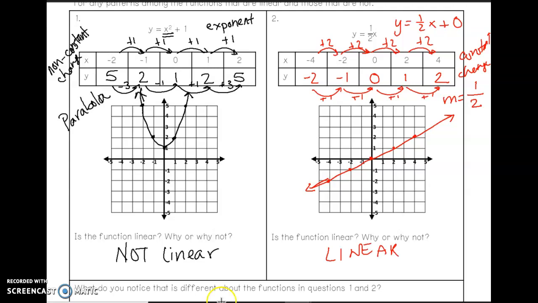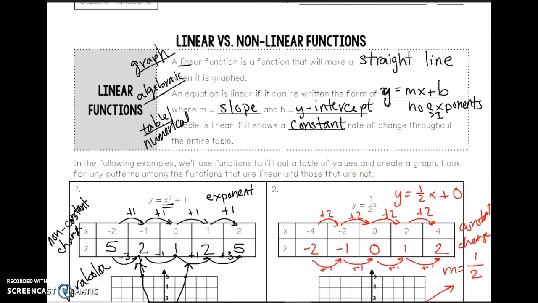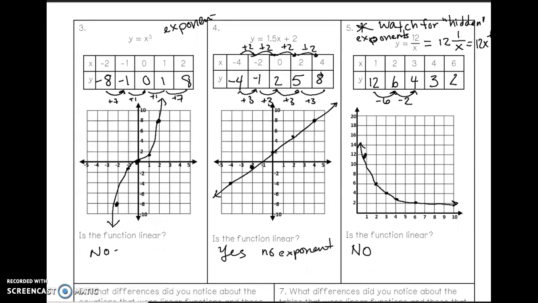So these are just some examples of how you can apply these rules that we talked about for a graph, an algebraic representation, or a table to tell whether something is linear or nonlinear. So we can look at a few more examples here. These are already filled out.